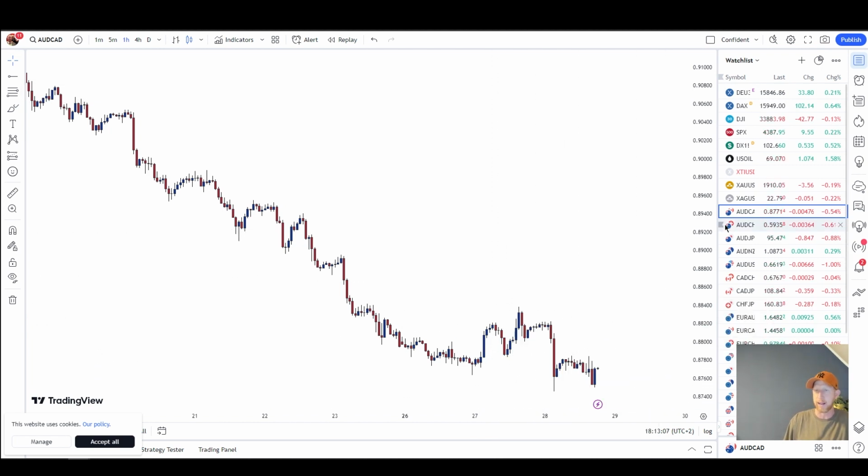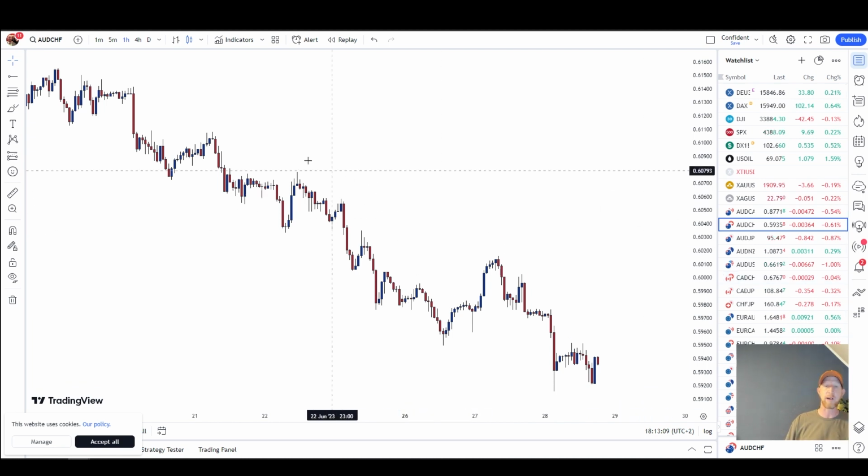Okay, so there's the Aussie CAD. Let's go into the Aussie Franc. Aussie Franc, very similar. We have that same type of action going on.